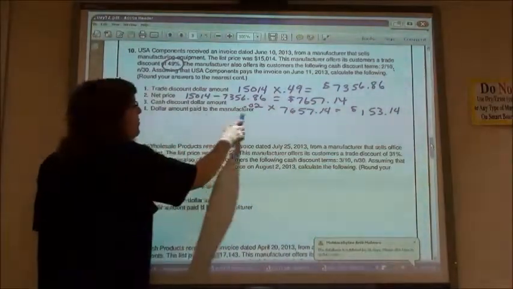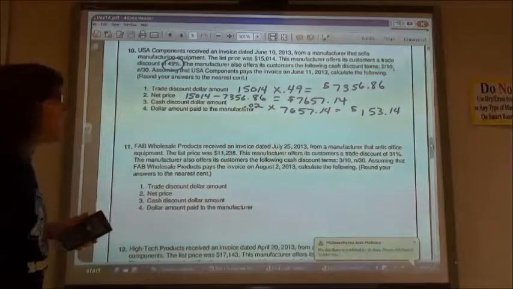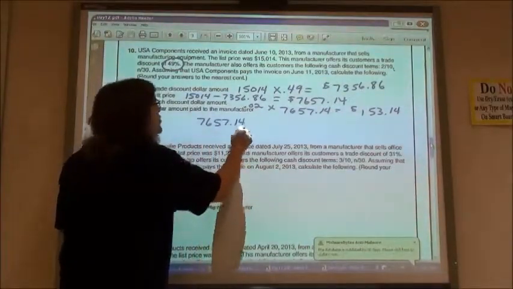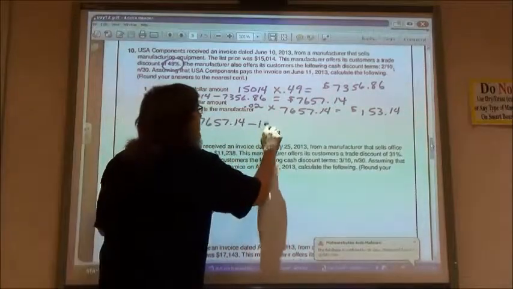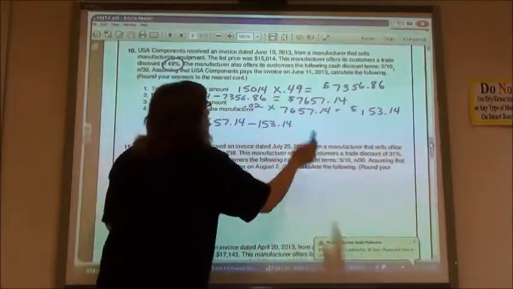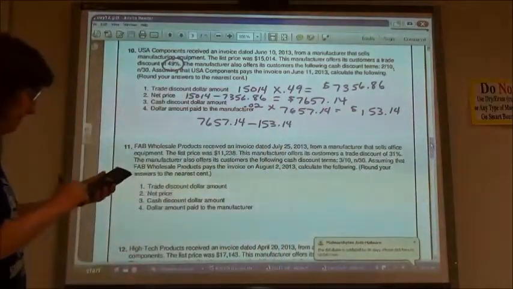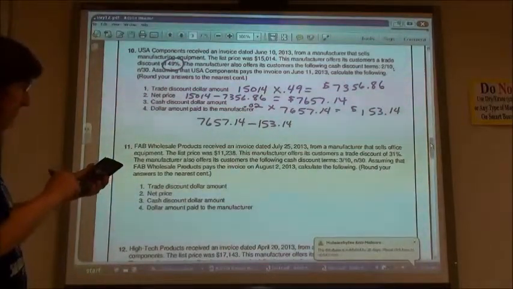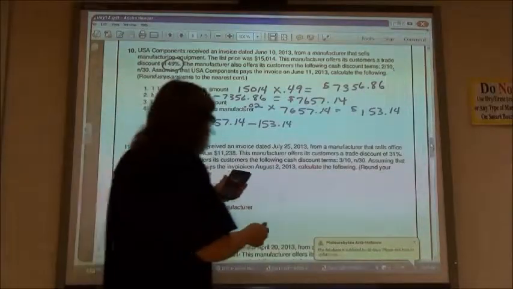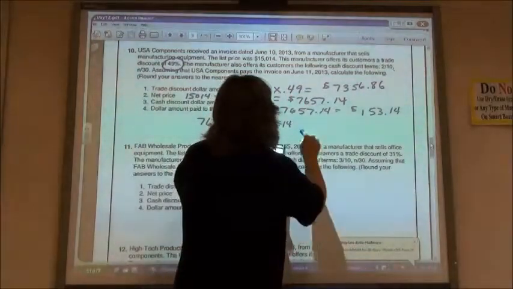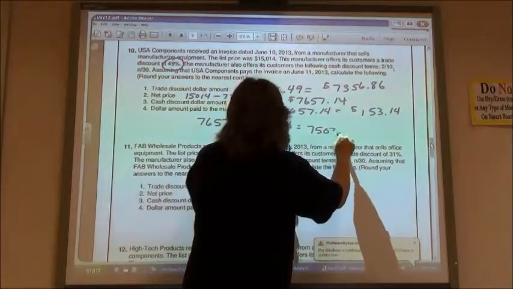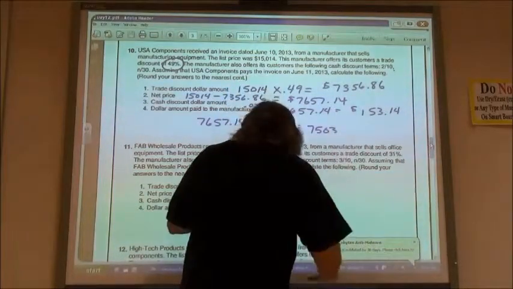So the dollar amount that I'm actually going to have to pay for my item, I'm going to take the $7,657.14, which was my net. I'm going to subtract off my cash discount, $153.14. And so I'm going to pay $7,504.